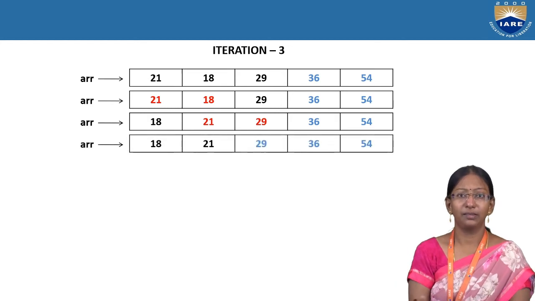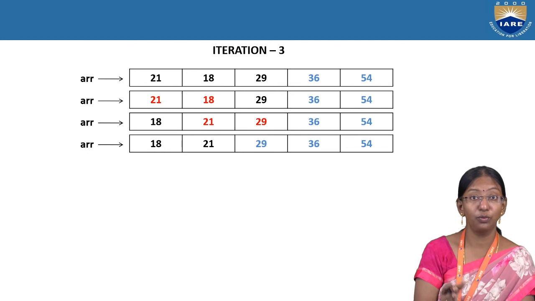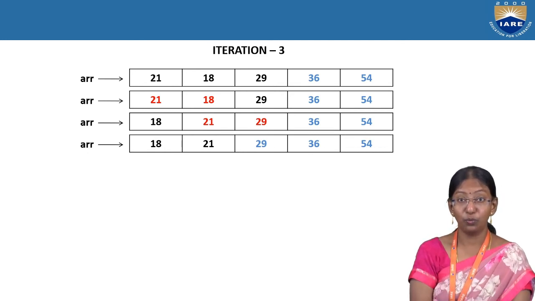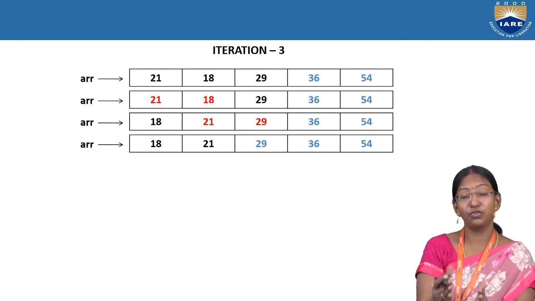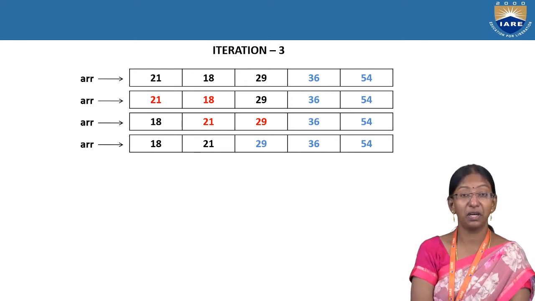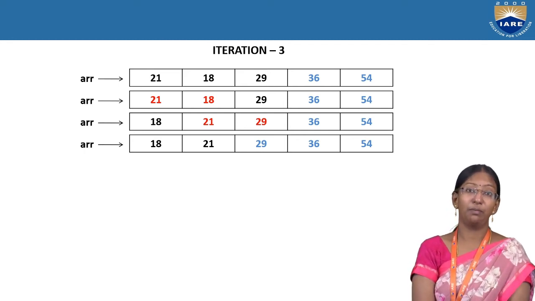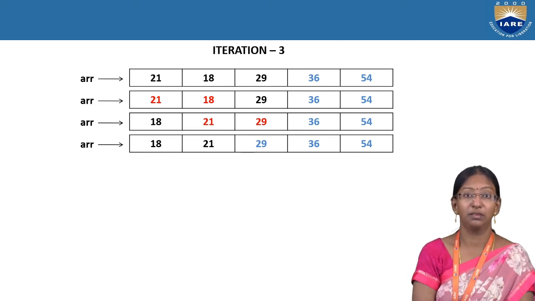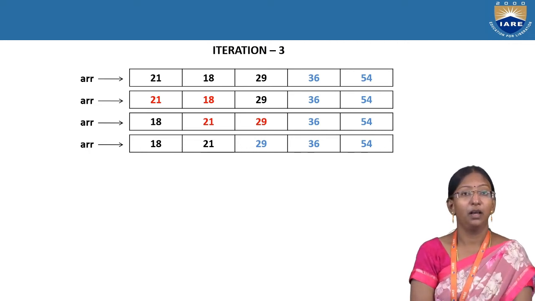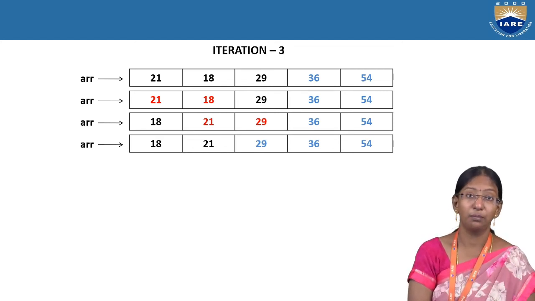So what next? That is the end of the list, because what did I tell you? With every iteration, I am going to fix one element's position, right? So then the elements get shrunk. If in the first iteration there are n elements, the second iteration has n minus 1 elements, the third iteration n minus 2 elements, right? So this is the end of iteration because 29 was the last element in the sublist.